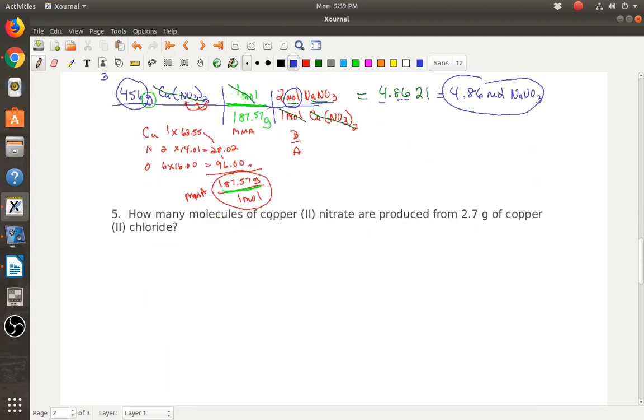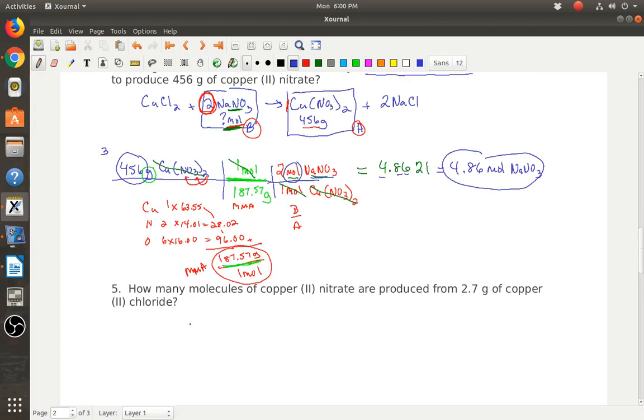Okay, one more. I think, no, 2 more. How many molecules of copper 2 nitrate are produced? So it's the same. We're using the same equation over and over again for simplicity, and because I don't want to have to recalculate some things. All right, so I'm just rewriting the equation.